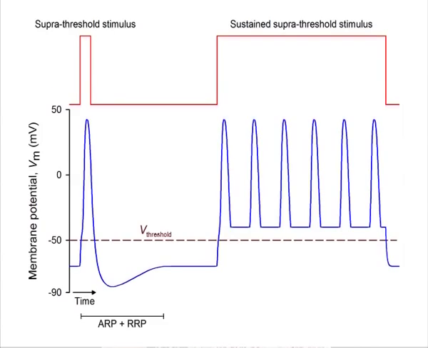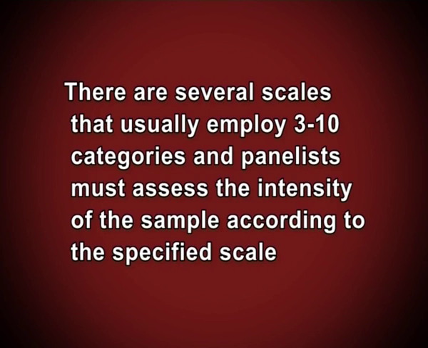Odor intensity is the relative strength of the odor above the recognition threshold, that is supra-threshold. Odor intensity is measured using several methods including descriptive category scales, magnitude estimation, and reference scales. There are several scales that usually employ 3 to 10 categories, and panelists must assess the intensity of the sample according to the specified scale. It is a verbal description of an odor sensation to which a numerical value is assigned.